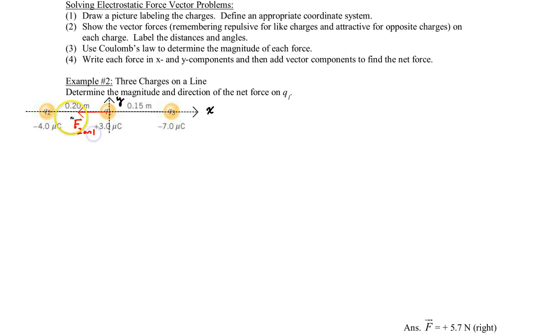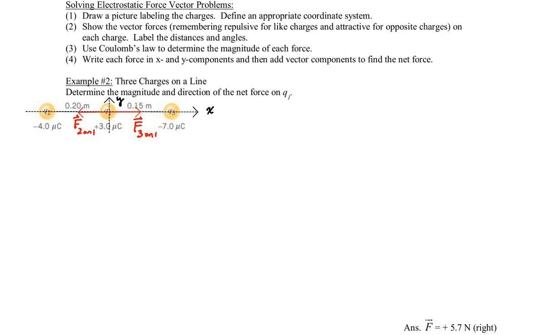We also see that Q1 has a force that comes from Q3, and once again these two charges are opposites, and so there'll be an attractive force between 1 and 3. So if we were looking at the force of 3 onto 1, that would be pulling this force to the right. So we can label that force as force 3 onto 1, or you can simply write force 3.